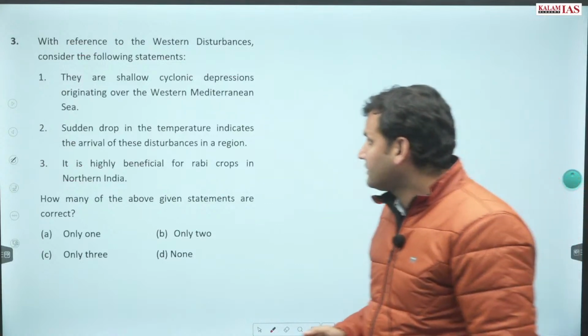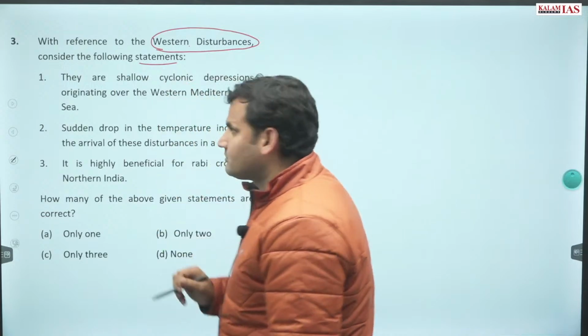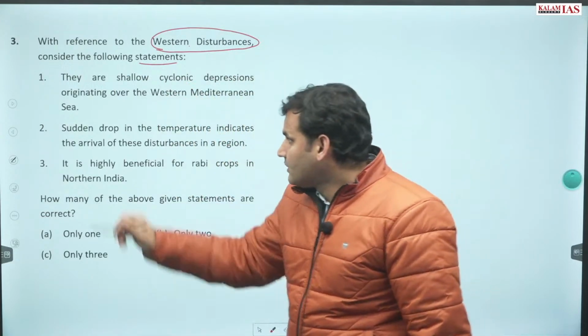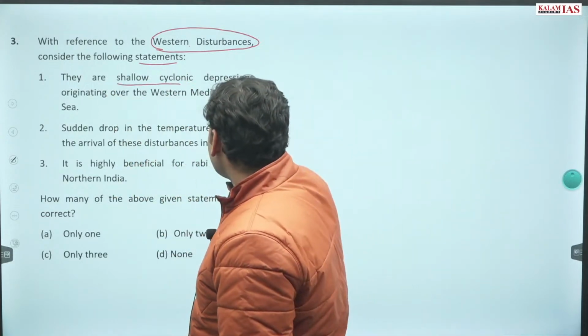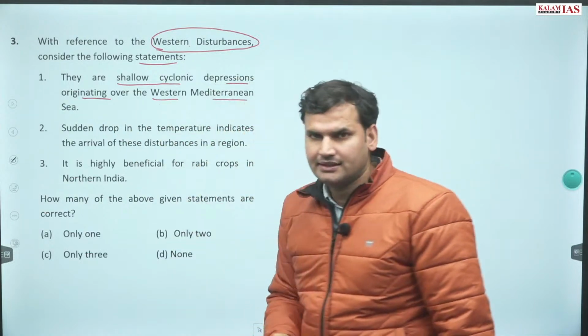Moving to question number 3. With reference to western disturbances, consider the following statements. Statement 1. They are shallow cyclonic depressions originating over western Mediterranean Sea.